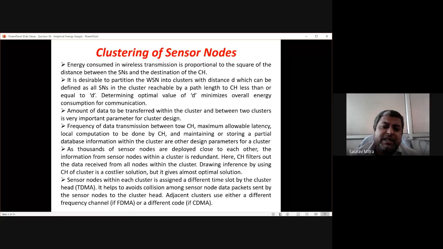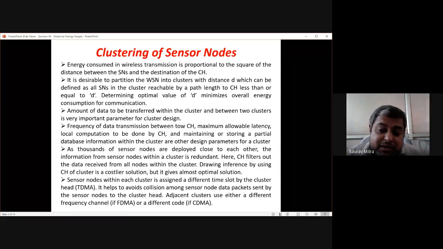Sensor nodes within each cluster are assigned a different time slot by the cluster head, which is called TDMA. It helps to avoid collision among the data packets sent by the sensor nodes to the cluster head. Adjacent clusters use either a different frequency channel, which is called FDMA, or a different code. I told you that there are mainly three types of multiple access. The first one is time division, the next is frequency division, and the third one is code division multiple access.